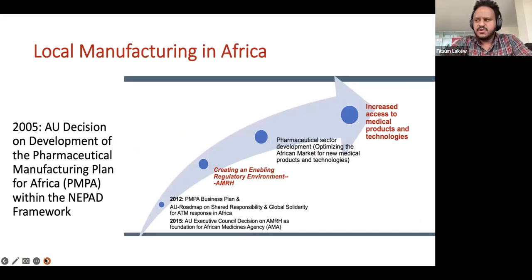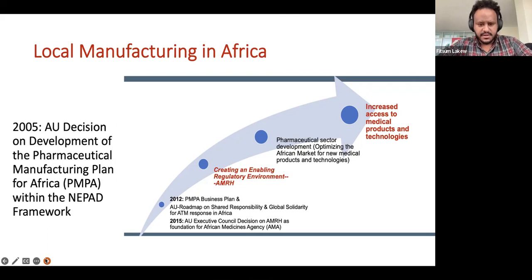Local manufacturing of pharmaceutical products in Africa has been a topic on the table for long, and post-COVID, we have seen the need for a very robust mitigation plan to bring the African continent up to speed in terms of bridging the gap. In 2005, there was the African Union decision that laid the foundation for the Pharmaceutical Manufacturing Plan for Africa, which is overseen under the New Partnership for Africa's Development, known as the African Union Development Agency.